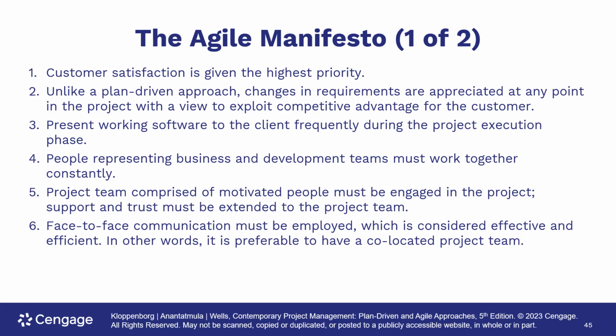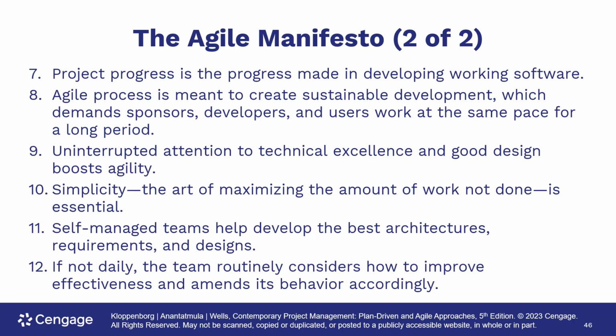Number five, a project team comprised of motivated people must be engaged in the project. Support and trust must be extended to the project team. Then finally, face-to-face communication must be employed, which is considered effective and efficient. In other words, it is preferable to have a co-located project team. This is just the basics of the Agile Manifesto. It's based on some principles, and there are about 12 of them. Let's go to the second set of principles.